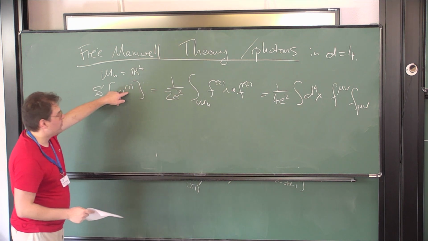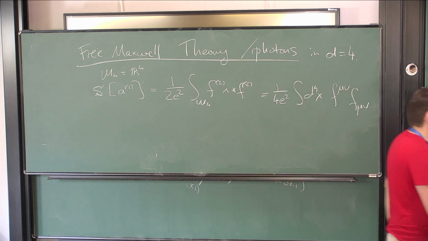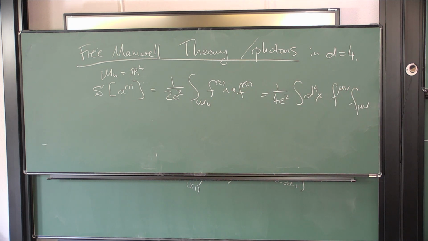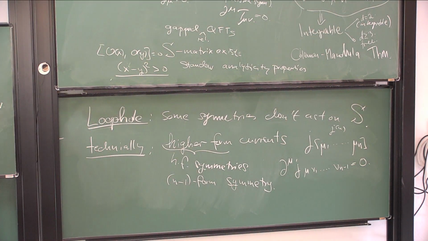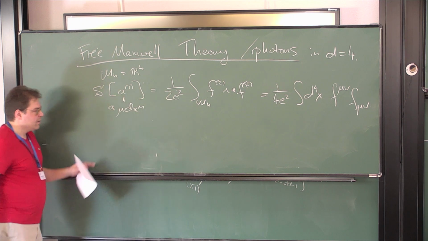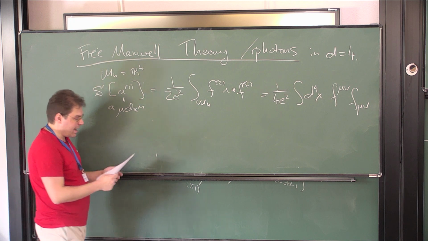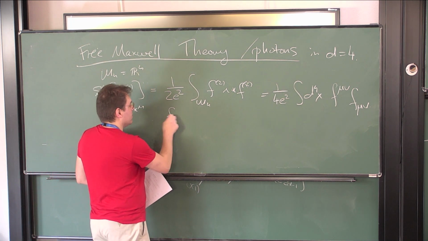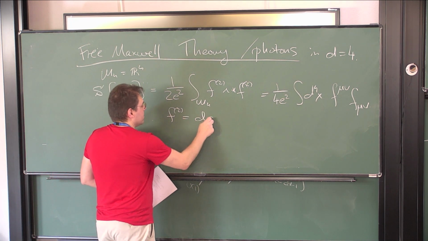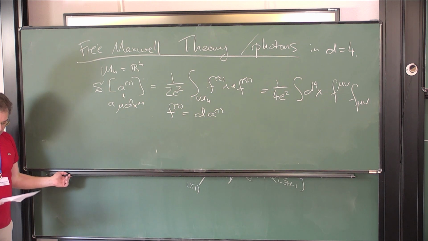I'm going to use superscripts to distinguish different form degrees when I don't explicitly write indices. So for example, this will be an n-form. And this A^1 here is the standard gauge connection. So this is A_mu, which is the Maxwell gauge field. And F is its field strength. F is a 2-form, which is dA. So that's the thing that encodes the E fields and the B fields.